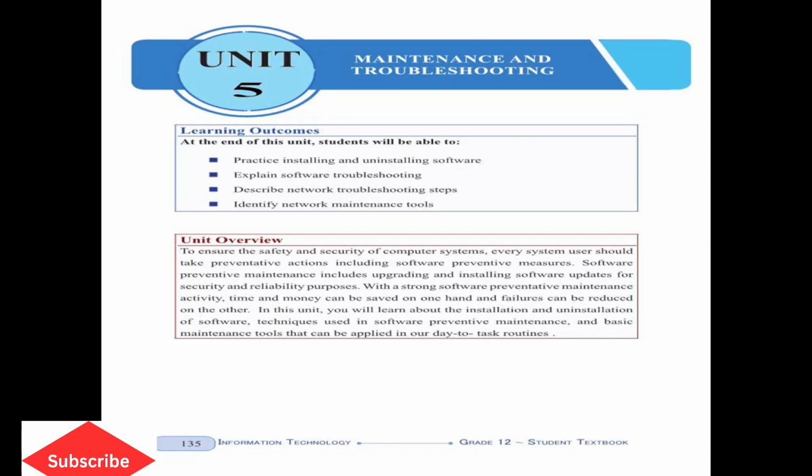I will continue with the grade 12 textbook, unit 5, which is about maintenance and troubleshooting. Learning outcomes: at the end of this unit, students will be able to practice installing and uninstalling software. How can we install and uninstall? How can we prepare specific software to use, and how can we remove it from a specific computer?